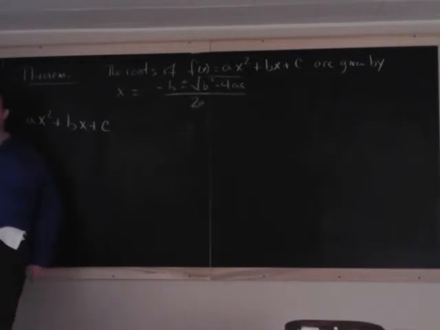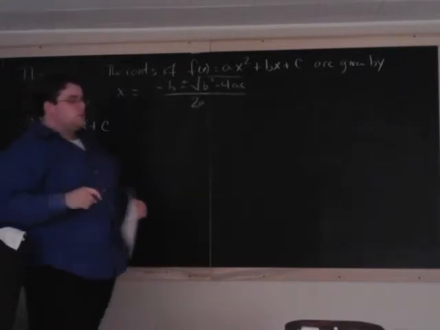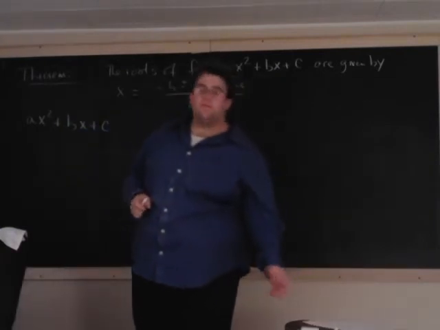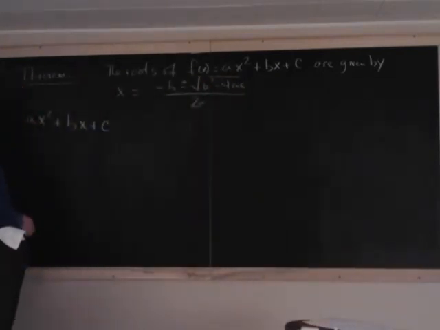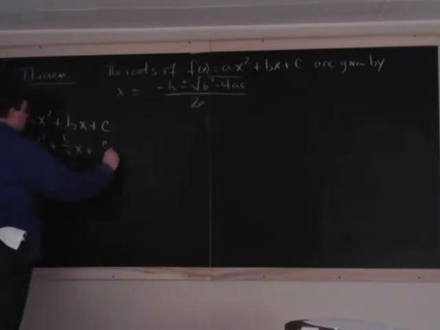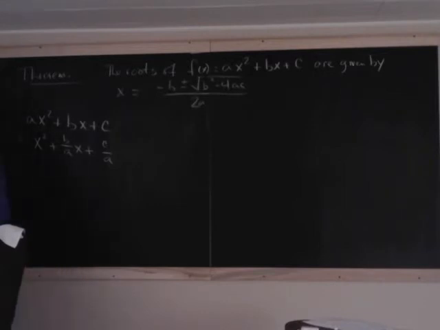In the examples we did with completing the square, the coefficient on x squared was just 1. And these are more convenient to do when that coefficient is 1. So let's first divide everything by a to get rid of that coefficient. Divide the first thing by a, you have just a 1 in front of the x squared. Divide the second thing by a, you get b over a. Divide the third thing by a, you get c over a.